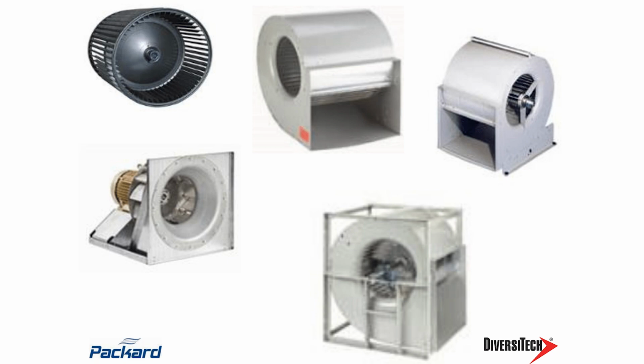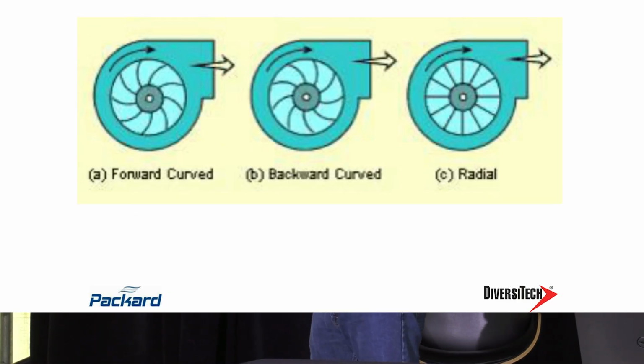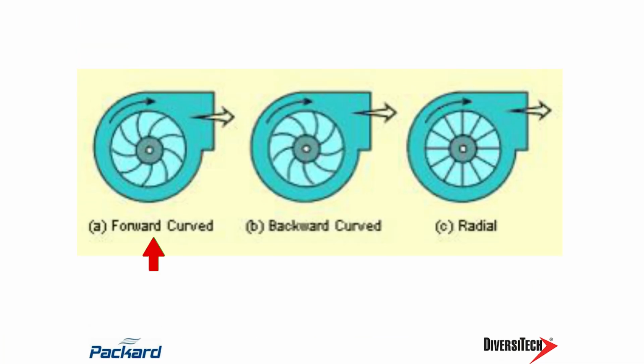They look like this. If we look at these blowers, most of the blowers that we work with are what we call a forward curve blower. That's the majority. We see some others. We see some backward curved or radial blowers, but most of the blowers that we see in our residential applications are going to be those forward curve blowers.